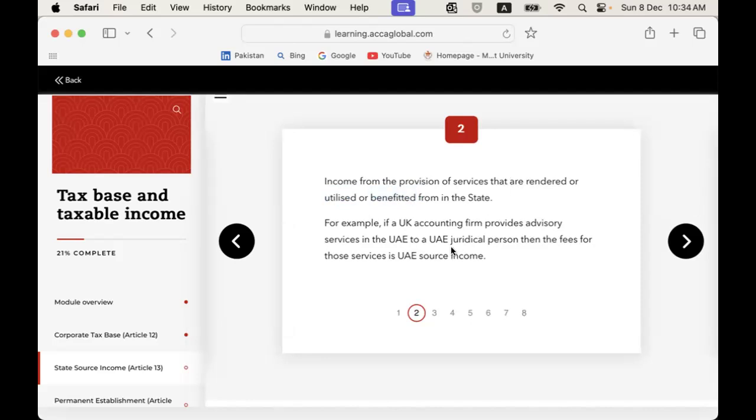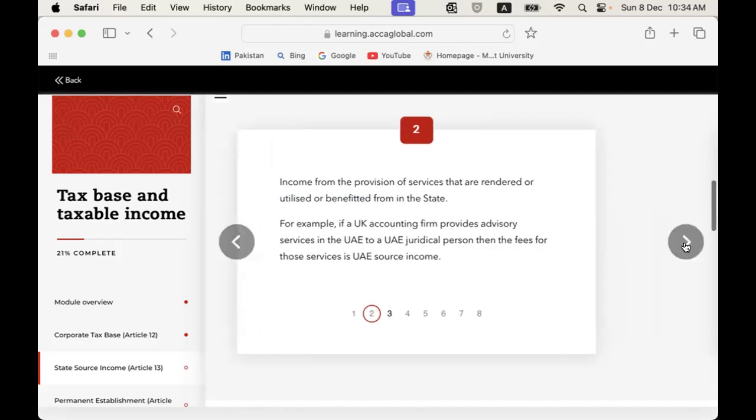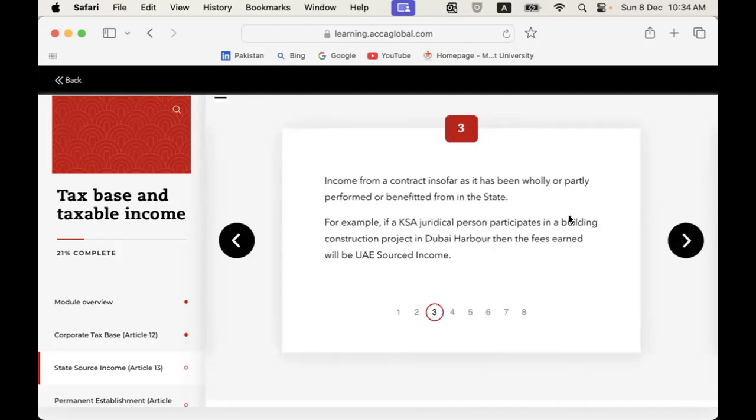So, for example, if a UK accounting firm provides advisory services in the UAE to a UAE juridical person, then this will be UAE sourced income. Sorry, just one question. Let's say the purest example, a UK accounting firm giving advice to a UAE based company for a business that the company has in the US. Would that still fall under this? Say again. A UK advisory firm giving advice to a UAE based company for its business in the US. It will still fall under UAE source income.